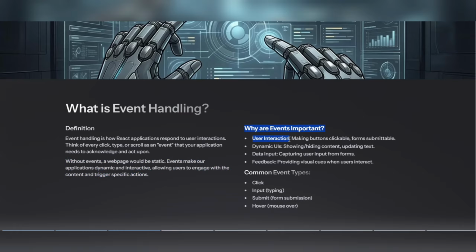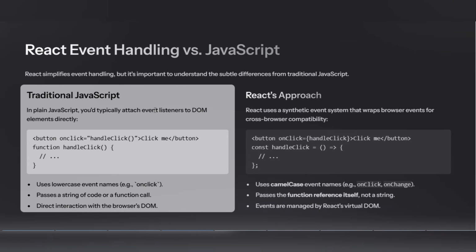Events are important because they allow us to handle user interaction, create dynamic user interfaces, capture user input, and provide feedback like alerts, highlights, or messages. In short, events connect users with your application logic. Some commonly used events in React are click, input or change, submit, hover, or mouse events. You will use these constantly while building real applications.